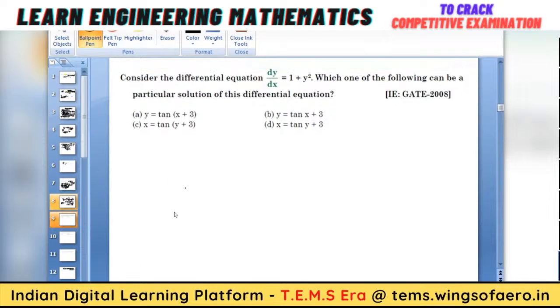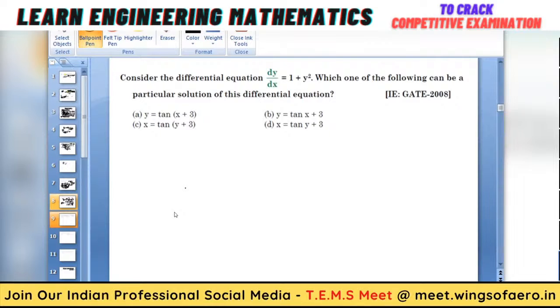Consider the differential equation dy/dx equal to 1 plus y square. Which one of the following can be a particular solution of the differential equation?